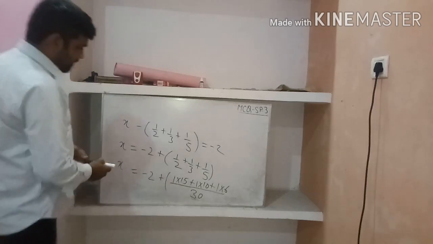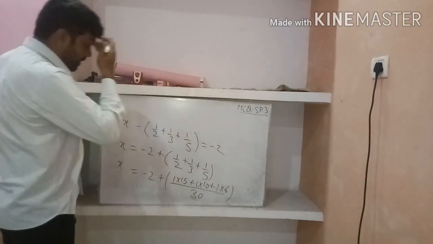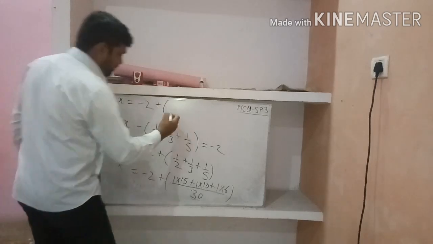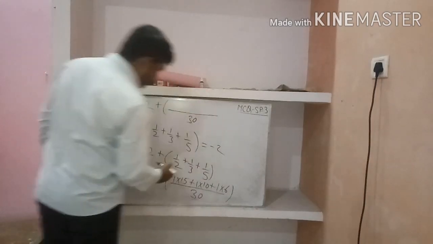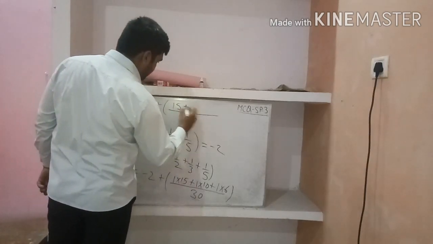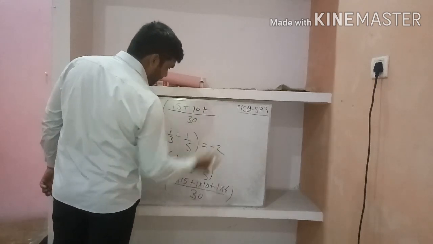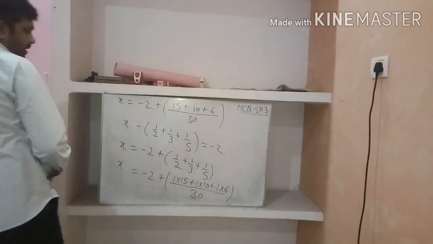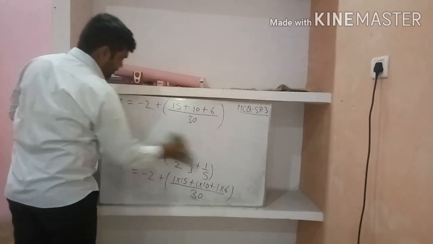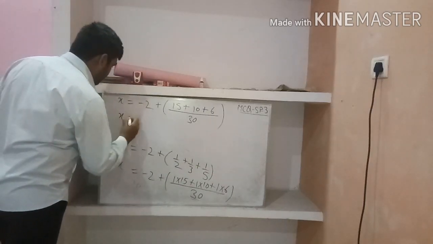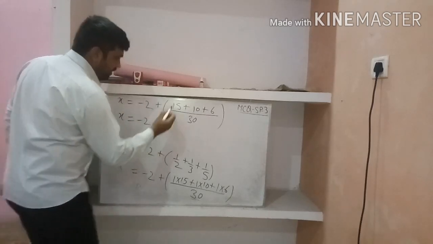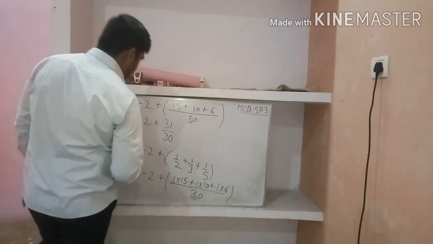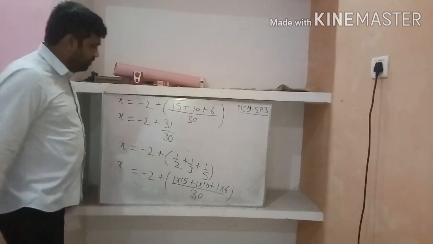Now see what we got: x equals minus 2 plus, in bracket, the denominator is 30. Add all the numerators: 1 into 15 is 15, plus 1 into 10 is 10, plus 1 into 6 is 6. After adding, x is equal to minus 2 plus 15 plus 10 is 25, 25 plus 6 is 31, so 31 by 30. Minus 2 plus 31 by 30.